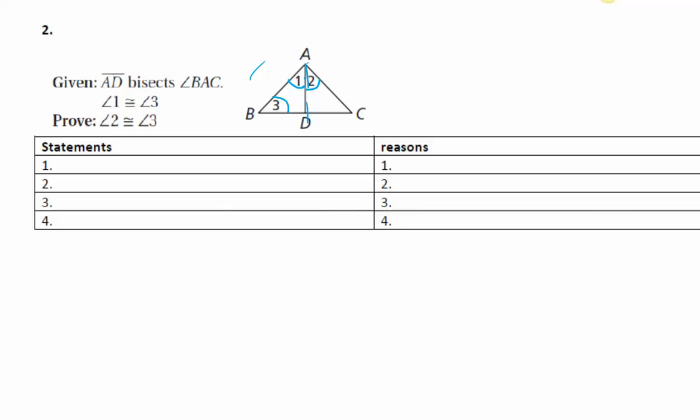The third step is you're going to use the definition of angle bisector and say that angle 1 is congruent to angle 2. And then your fourth step, your final step, you'll be able to prove that angle 2 is congruent to angle 3, and you'll be using a property that lets you say they're both congruent to the same thing. See if you can remember what that property is. I think you'll be able to get this one.